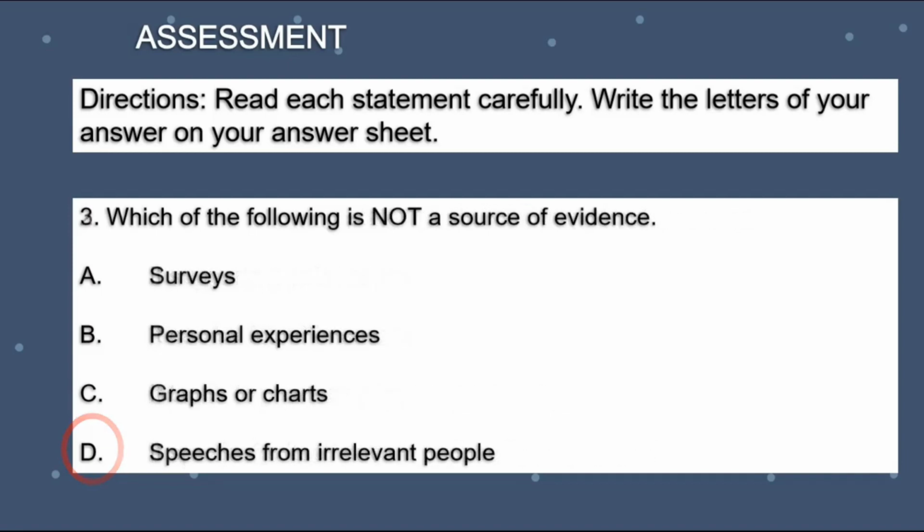Alright, let's move on to question number 3. So, which of the following is not a source of evidence? Letter A, surveys. B, personal experiences. C, graphs or charts. And D, speeches from irrelevant people. Correct answer would be speeches from irrelevant people is not a source of evidence.